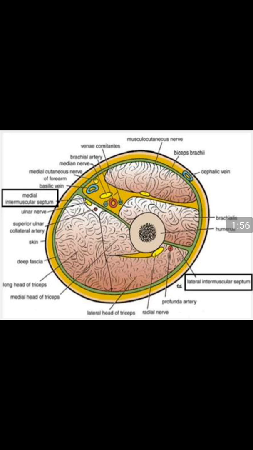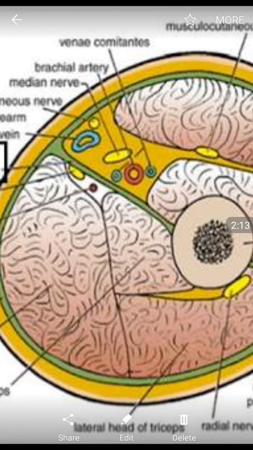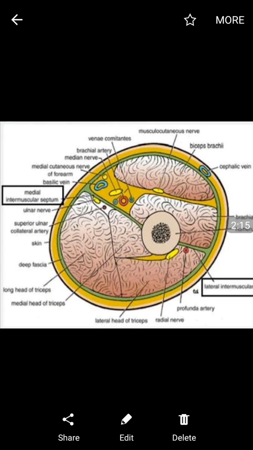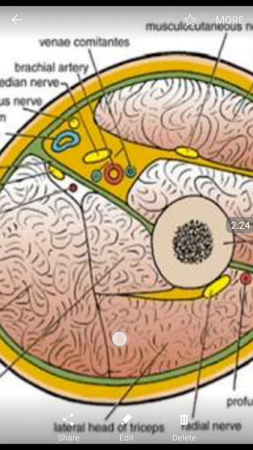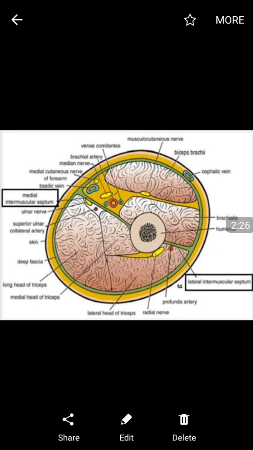The plural is intermuscular septi. Here you can see that these blood vessels, the neurovascular bundle, are also present in the intermuscular septa. Just look at the circumferential layer again, and these intermuscular septa which attach onto the bone. So this is how compartments are formed.